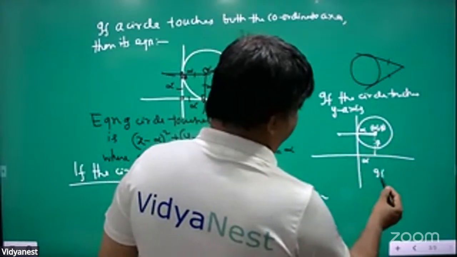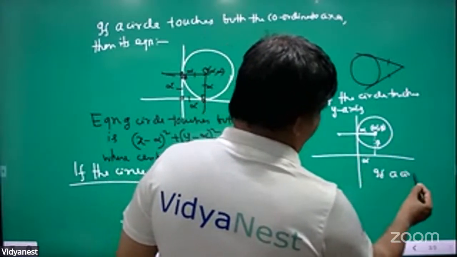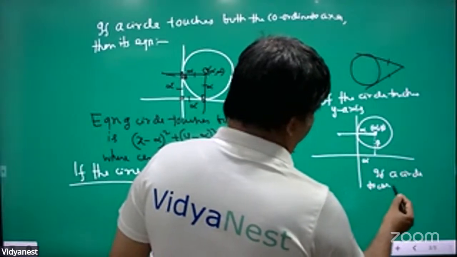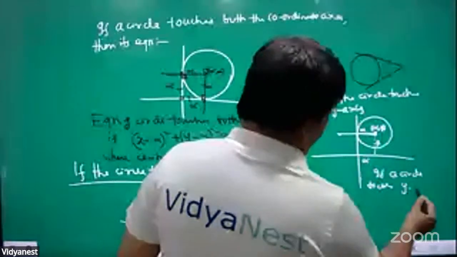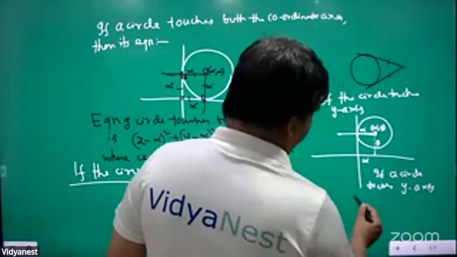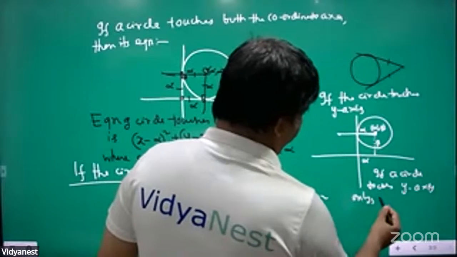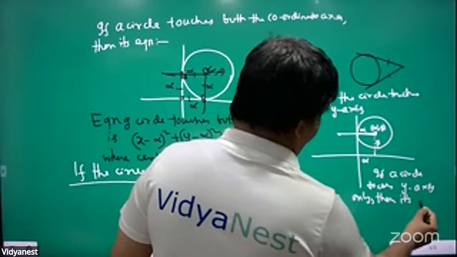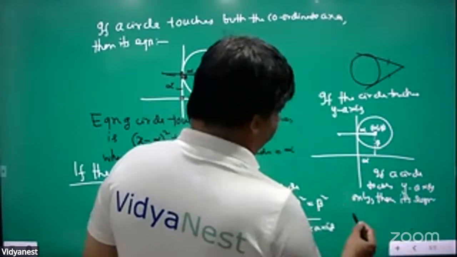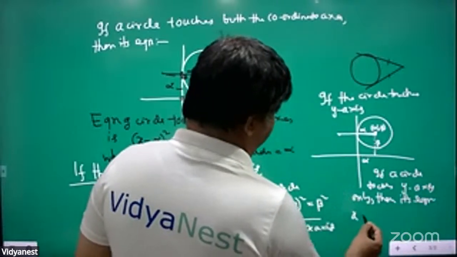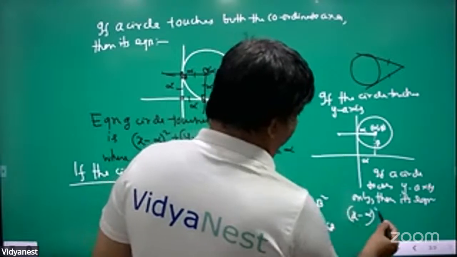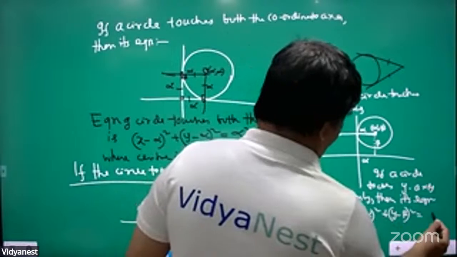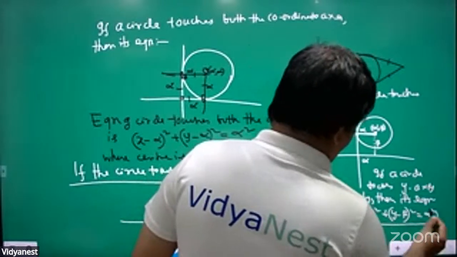So if a circle touches the y-axis only, then its equation is (x minus alpha) whole square plus (y minus beta) whole square is equal to alpha square.